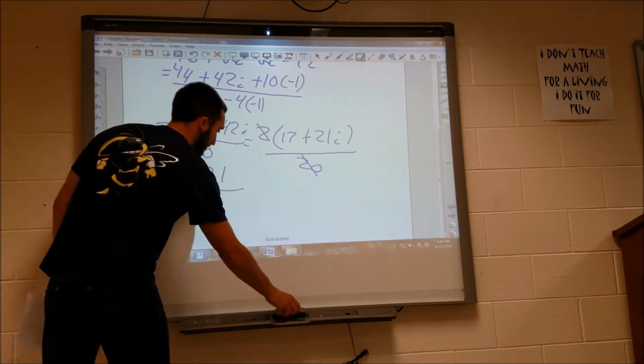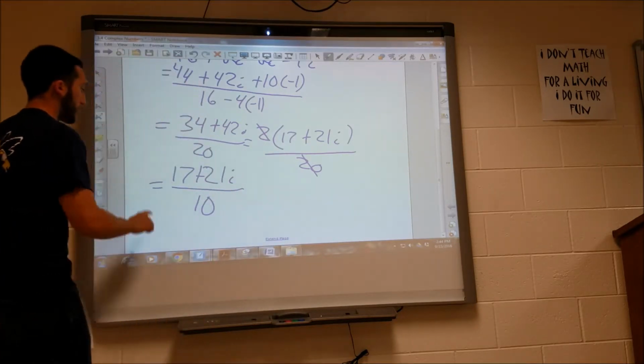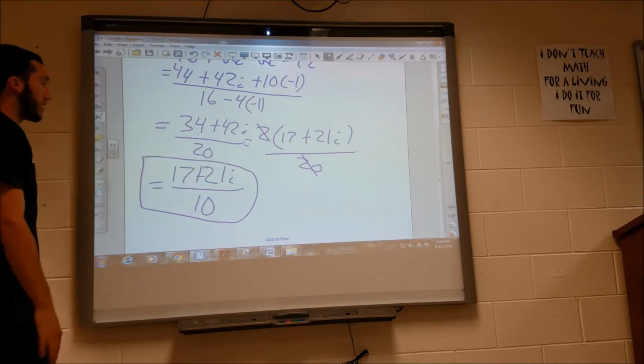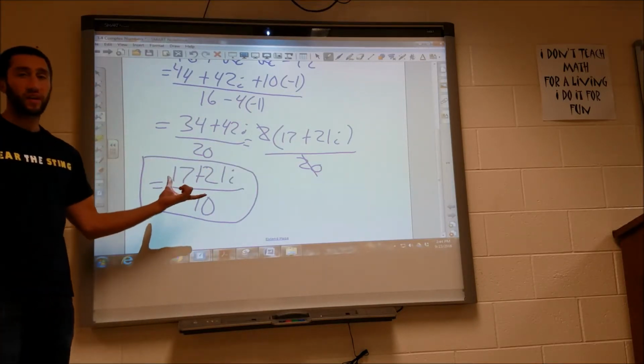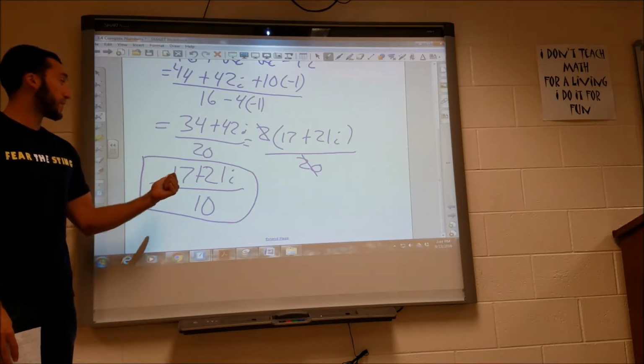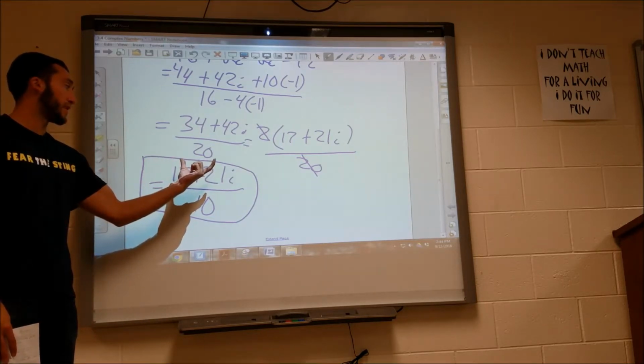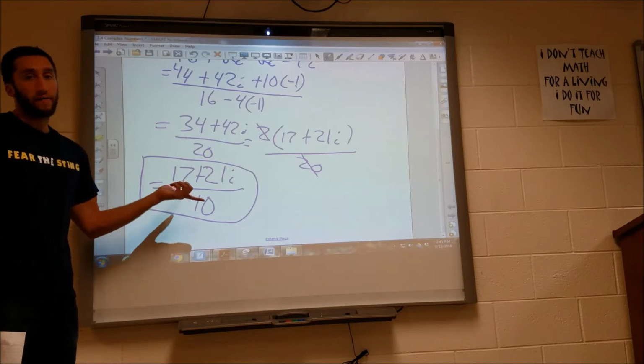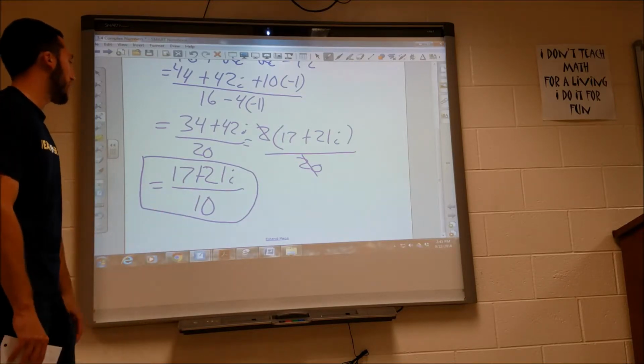Okay, so my overall answer of dividing those complex numbers gives me this, right? Which is good because now we just have the complex number in the numerator and we have a real number in the denominator. So a whole lot neater.